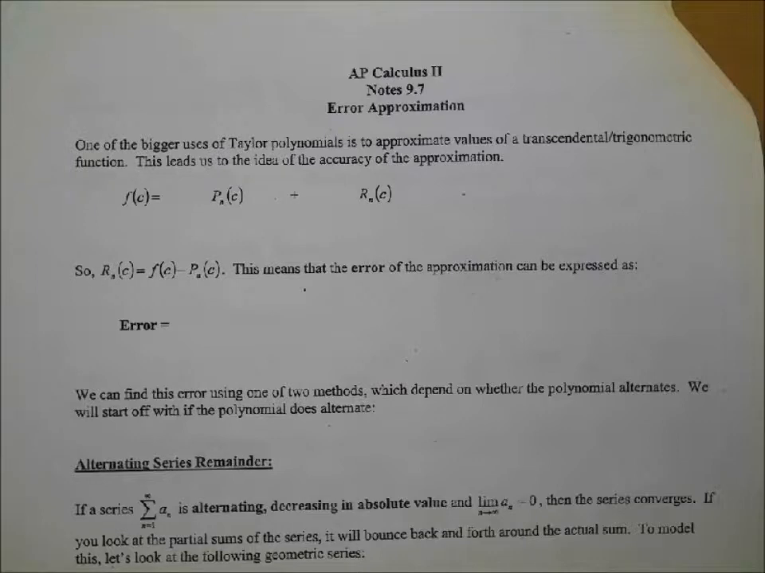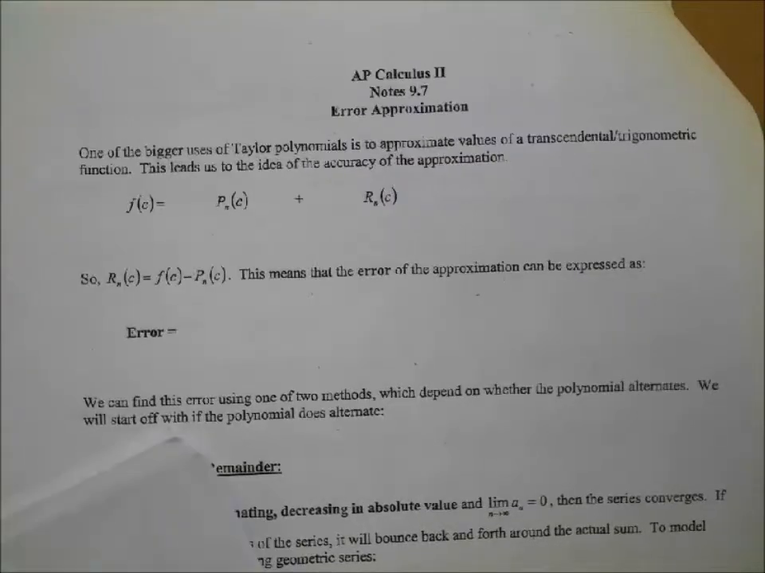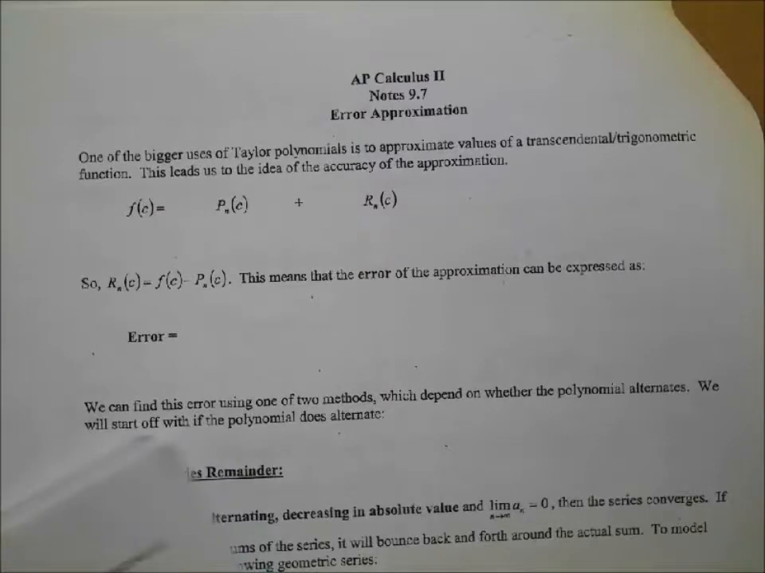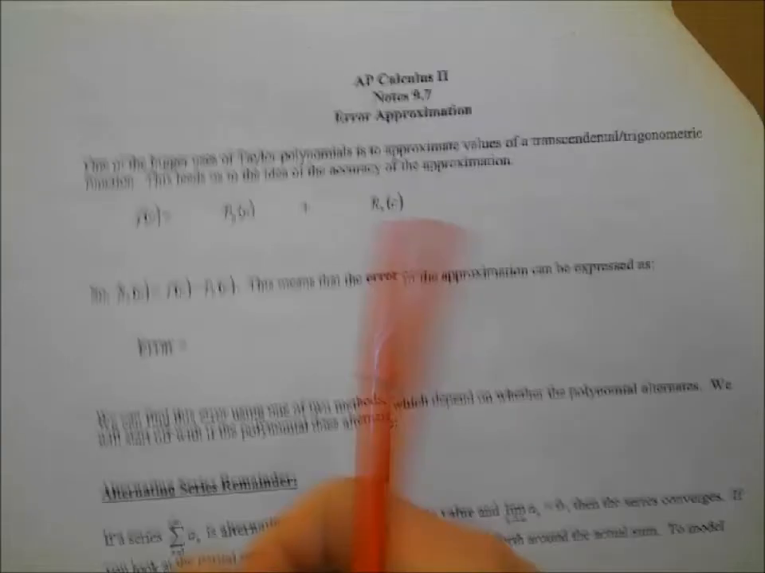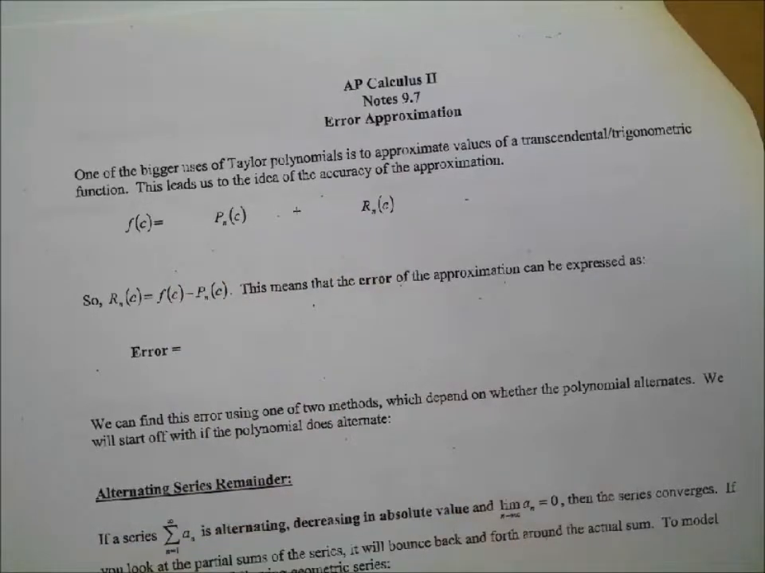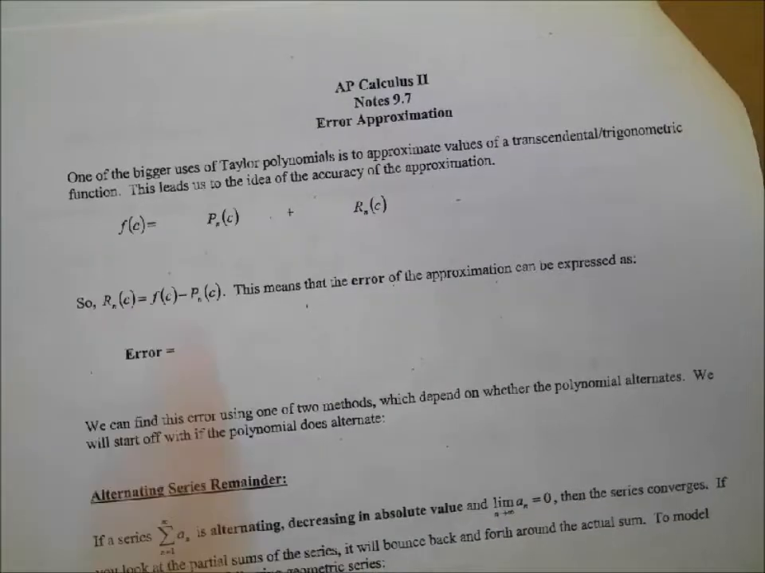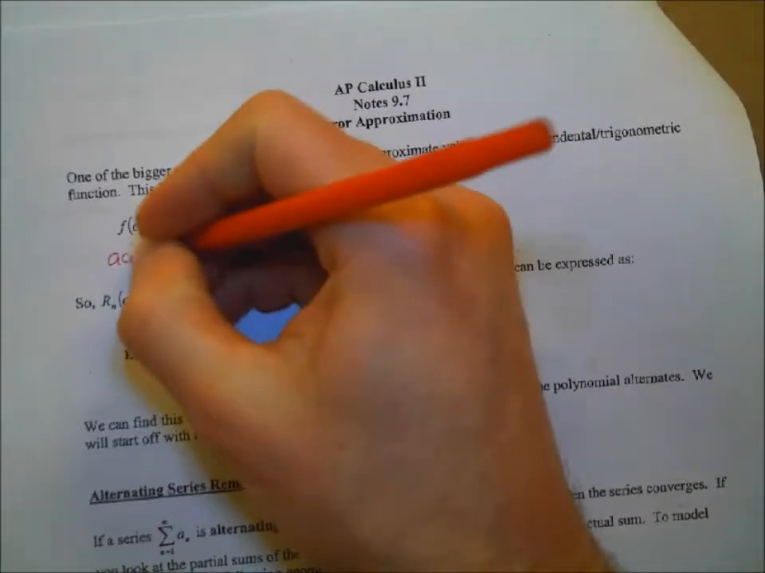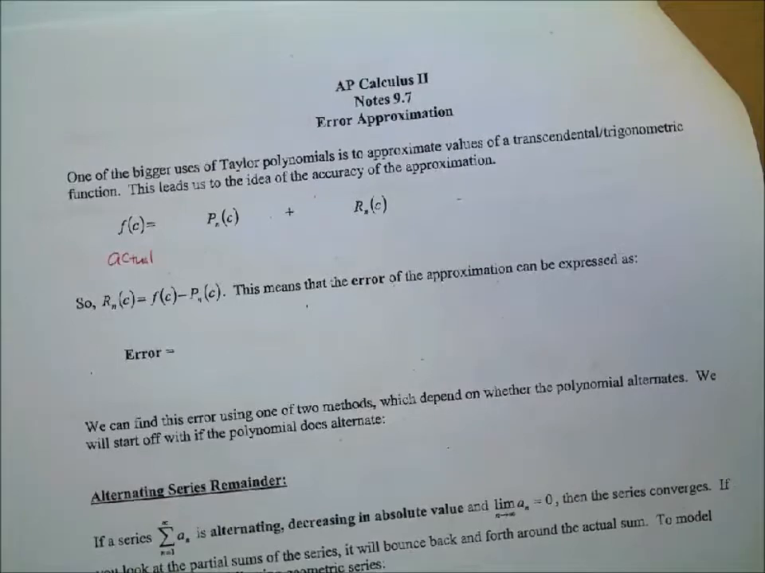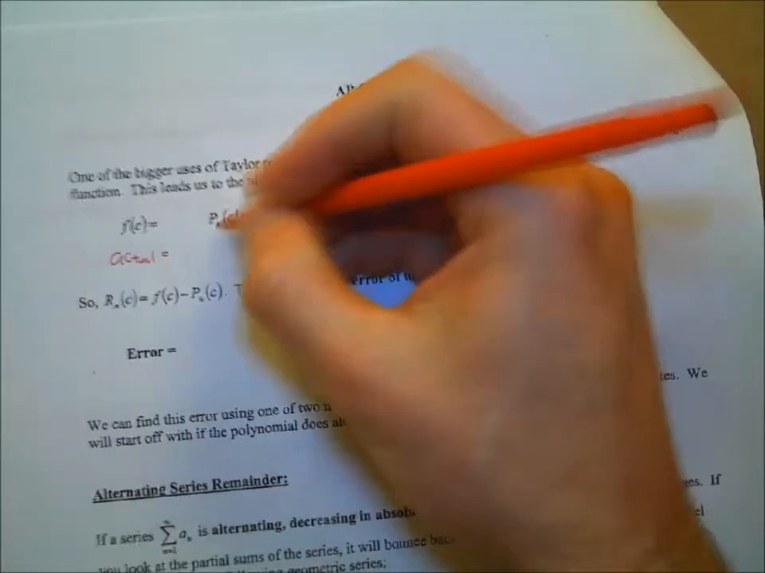Let's see here. Where did I have this? Oh, right, I'm in the wrong section, that's why. I'm looking at this thing right there. Here we go. So what we've got right here is what you could call the actual function. So f of c, that's the actual value, and that's equal to our approximation.